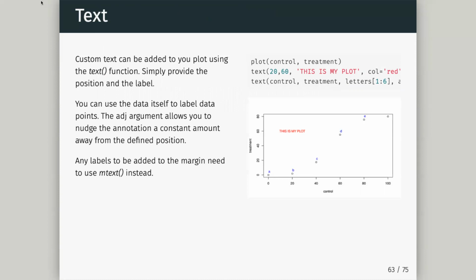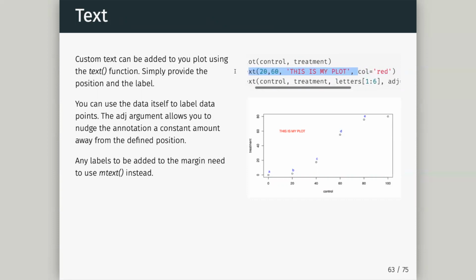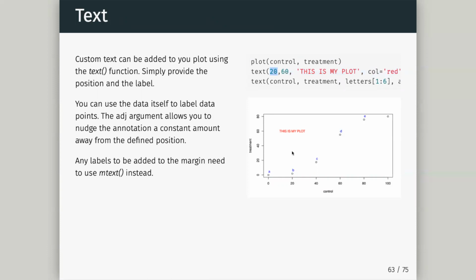Once we've made our plot, and this is our XY plot, plotting control versus treatment, if I want to add some text to this, I'm going to write the text I want to add. This is my plot, color red. And then I'm going to say the position I want to put this. I'm going to put it at 2060, 2060. And the center of that will be the center of where my text is being printed into the plot.